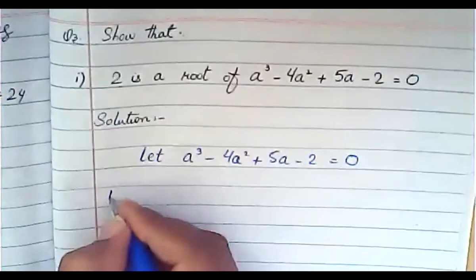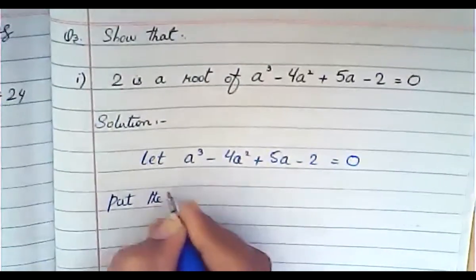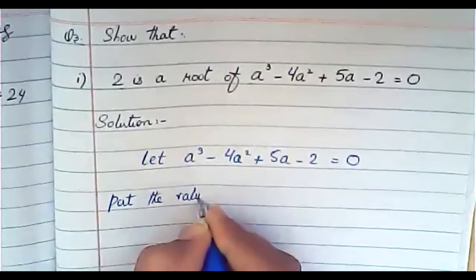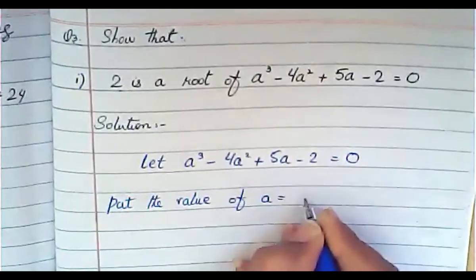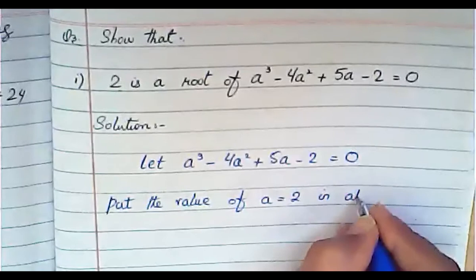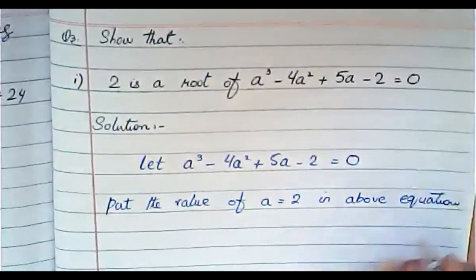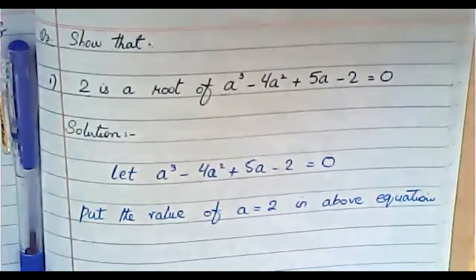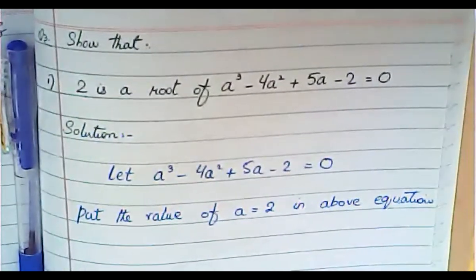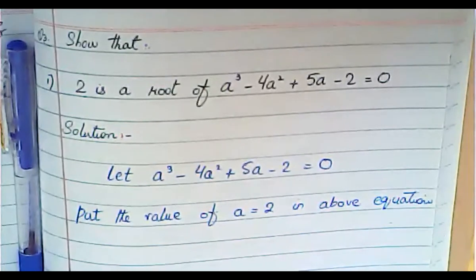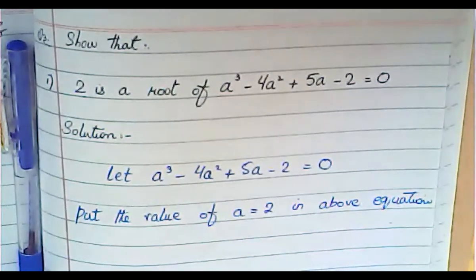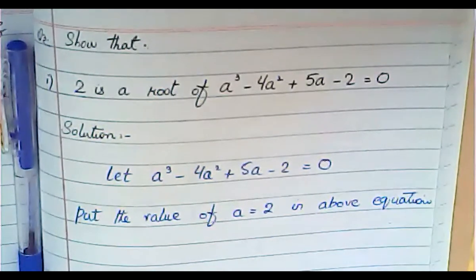So you will write here, put the value of a, which is equals to 2, in above equation. Right, what you will do, simply you will put the value of a in above equation. This is basically your question number 3. Okay, and this is very important question, so please listen to me very carefully.